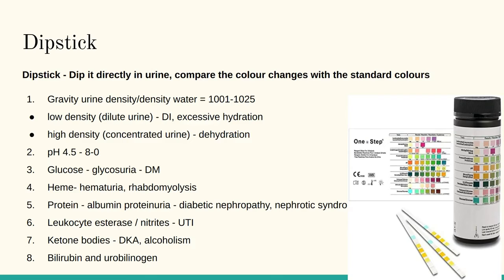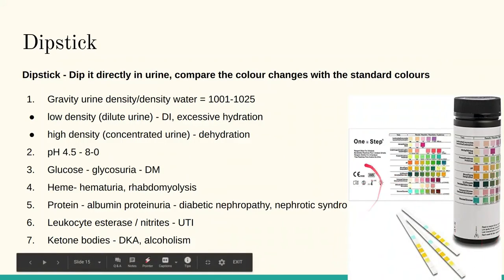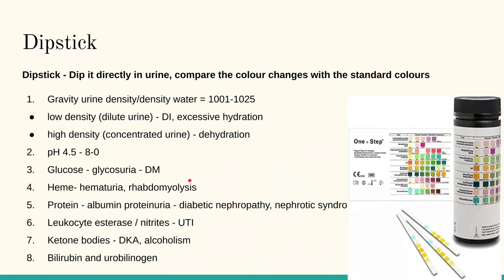Dipstick. So a dipstick is basically, as you can see here, a stick with strips of chemicals on it, and we can directly dip this strip in urine and compare it to these standardized values or the standard model present in the container. And we can get 8 parameters from this method.